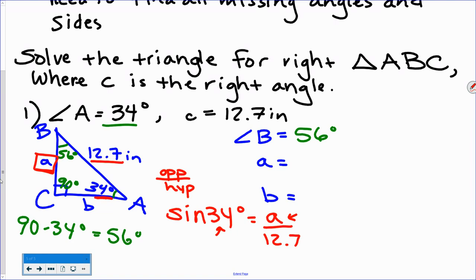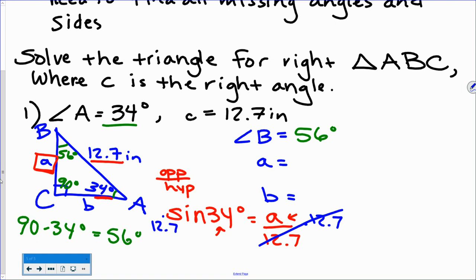A lot of times I have students that do not write sine and cosine with an angle, so they don't understand that it always has to have an angle next to it, otherwise there's nothing to do with it. So if I was going to solve this and get A by itself, I'd multiply by 12.7 to undo that side, and then multiply sine of 34 degrees by 12.7.